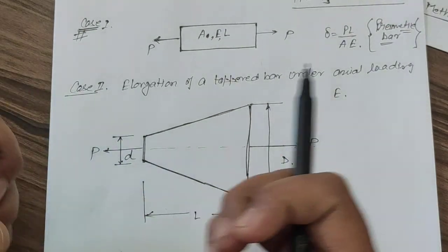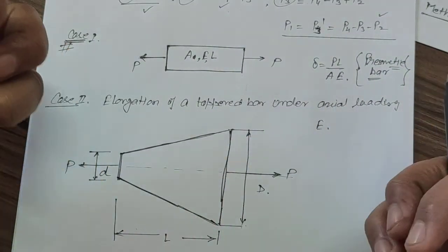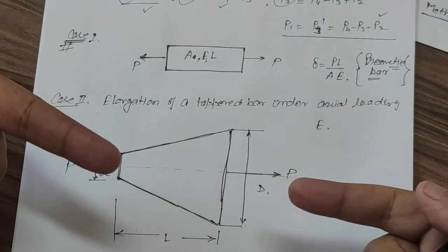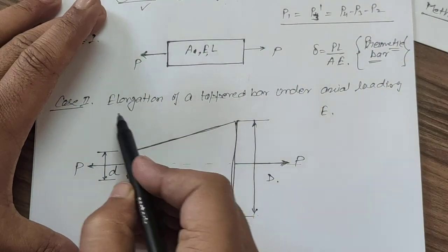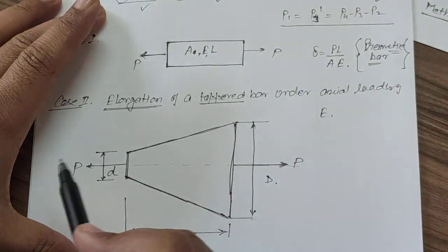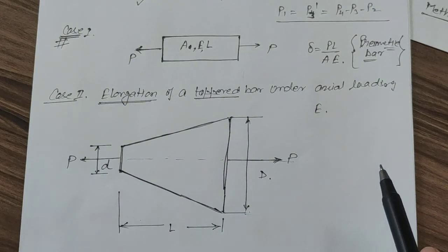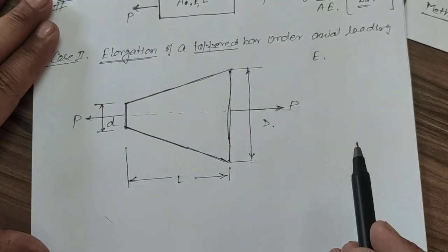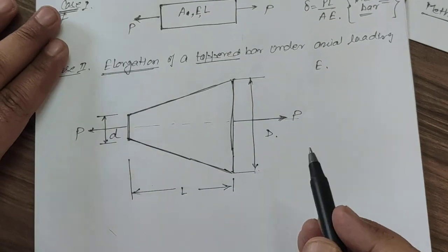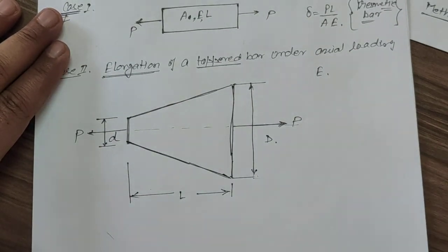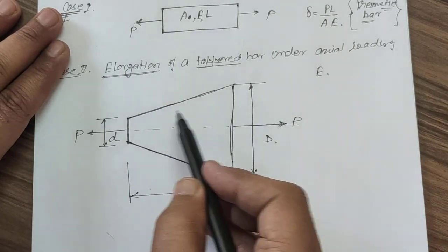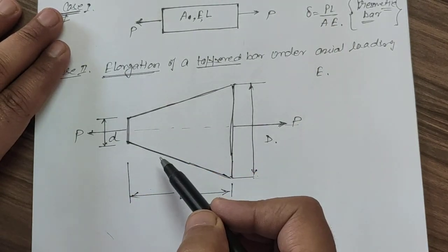Load P is acting. Due to the action of the load, the length of the member will increase, or if we have compressive load, the length of the member will decrease. Now we have to calculate the elongation of a tapered bar. This derivation is important. Sometimes in your university exam, this derivation can be asked. So be careful, we have to calculate elongation in the tapered bar.